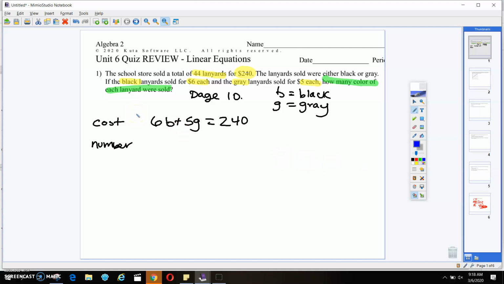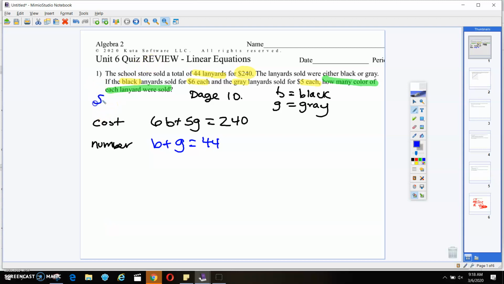Okay. Now let's talk about the numbers. So the number of lanyards that we have. So we've got black and we've got gray lanyards, and we have total how many lanyards? 44. Okay. Everybody good so far? That's how we set up our equations. Okay. And now the question asks us how many of each were sold. Okay, so now we're going to have to use substitution, which is what we talked about on Tuesday.